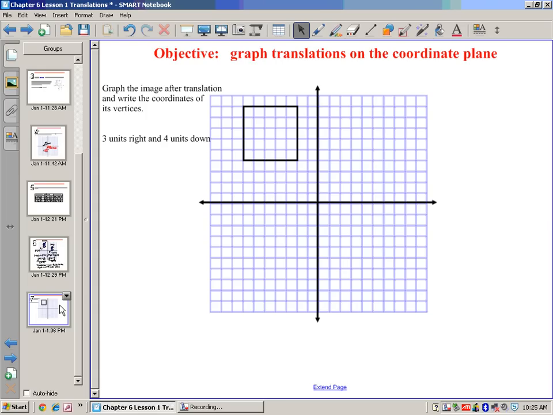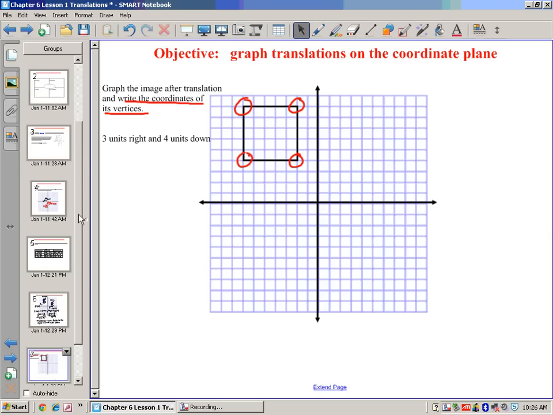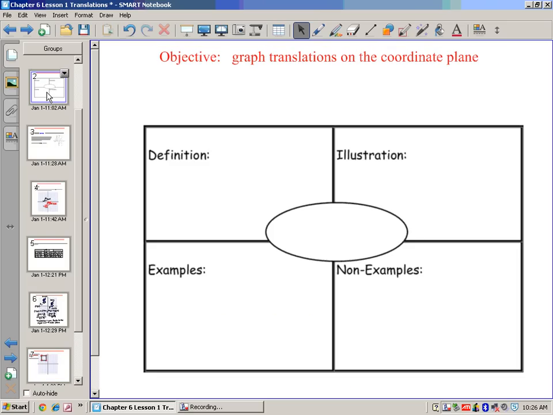So I'll give you one hint. Make sure you write down the coordinates of the vertices after translating, after you slide it. Make sure you move each vertex, each one, so you should have the same image, but moved as the translation. All right, and one other thing that you need to do for class is you have a graphic organizer to fill out as well.